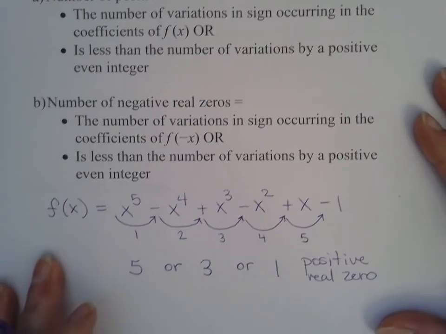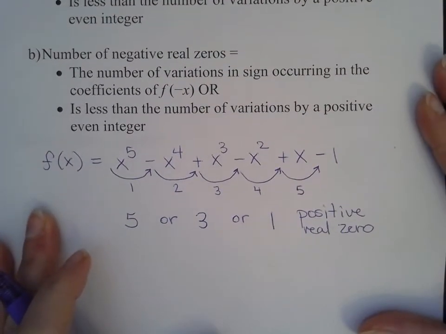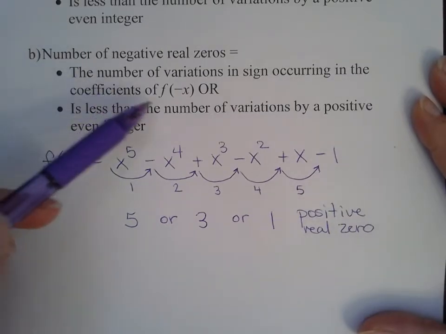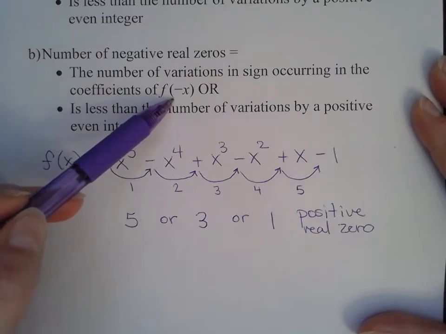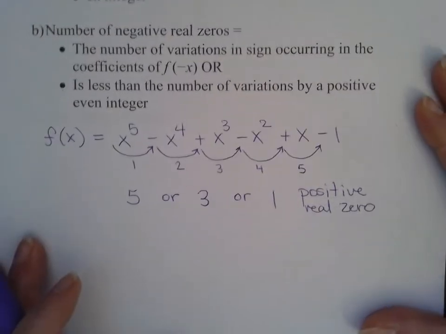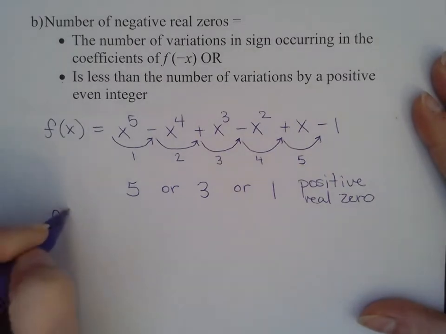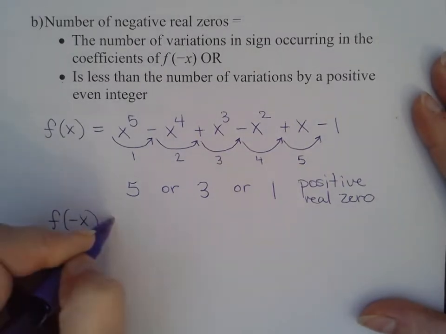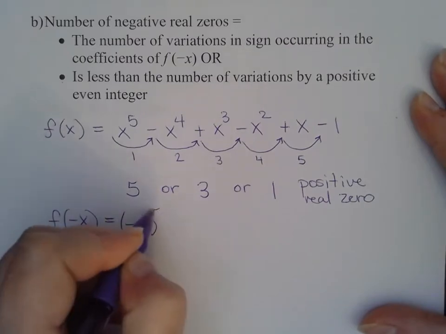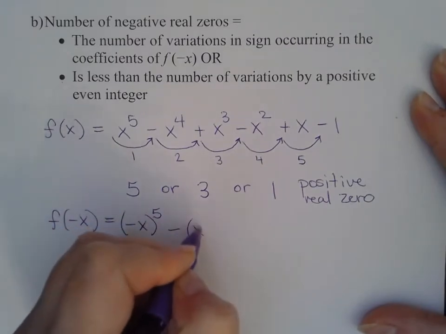Okay, the number of negative real zeros is also the number of variations in sign occurring in the coefficients, this time of f of negative x, or is less than the number of variations by a positive even integer. So let's try f of negative x. Usually we have to calculate what that is. Let's just use this example I made up.